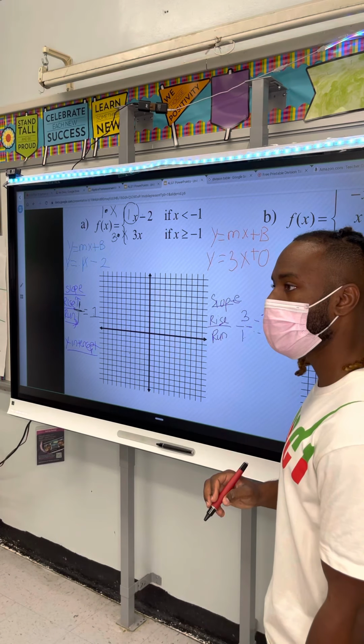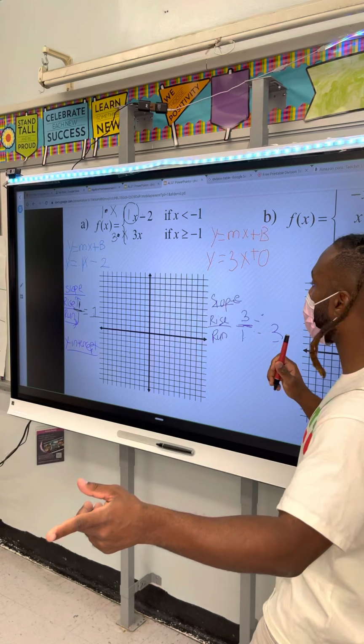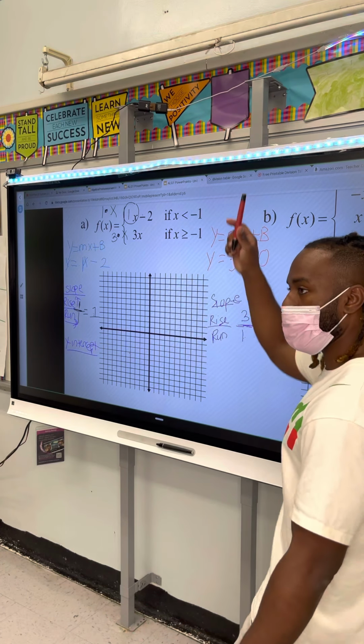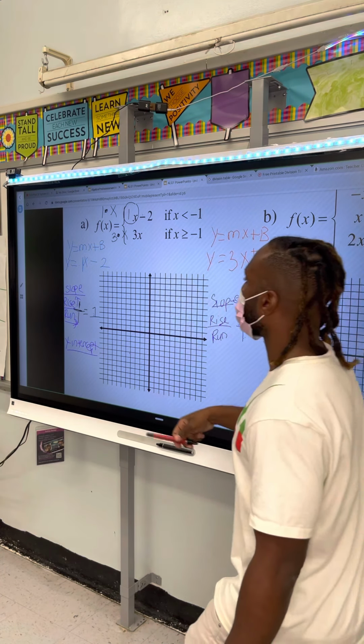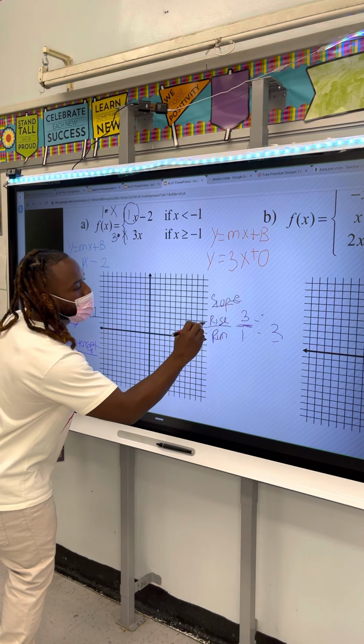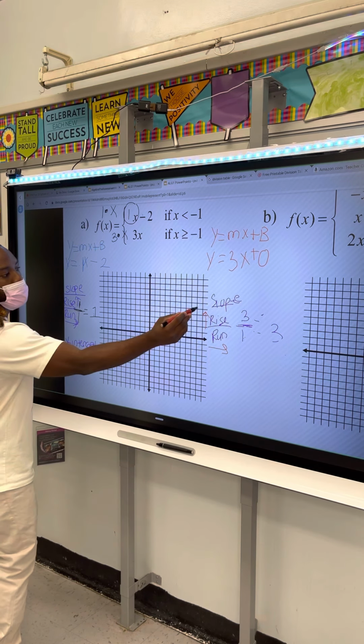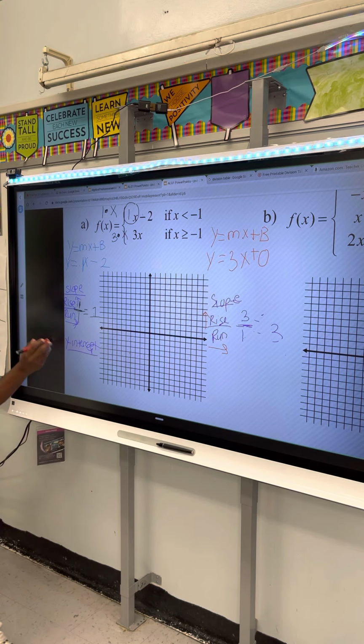See? Are you running left or right? So you don't have that part. And because our slope is positive, are we going up or down? Up. So we're going up, right? And then we're going across. We're going up 3 and across 1, right? Here, we're going up 1 and across 1.